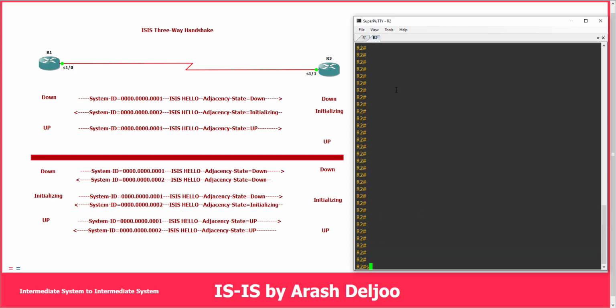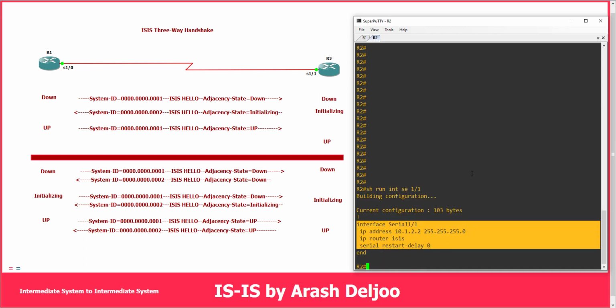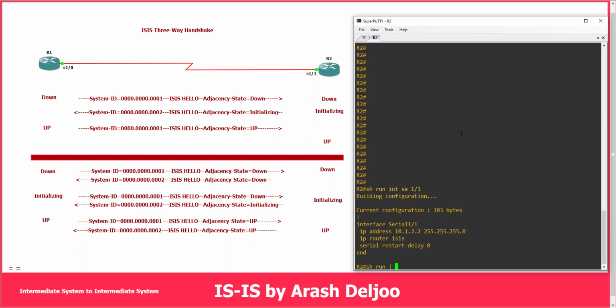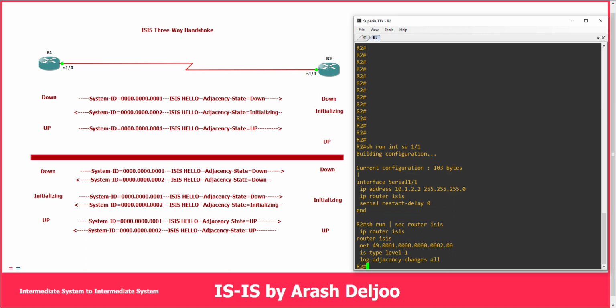Also in R2, I used show run for interface serial 11. Here you can see that I configured the IP address 10.1.22/24 on the serial 11 interface, and I also enabled ISIS on this interface. Also, if you want, you can check show running config with the section router isis. Here you can see that we enabled ISIS with this net address, the IS type is level 1, and log adjacency change all is configured.